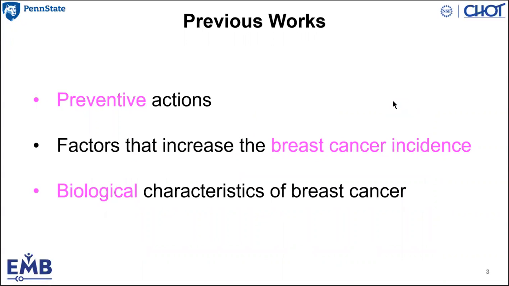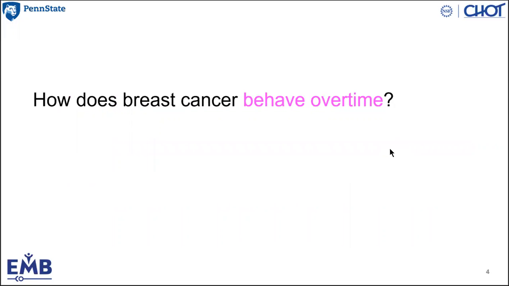Previously, many studies have been done on how to take preventive actions to reduce the incidence of breast cancer. And there are studies on what factors affect breast cancer incidence and in which way. And there are some other researchers working on the biological part of breast cancer. So our research question here is how breast cancer behaves over time. And we want to find a way to tackle this problem from the data's perspective.